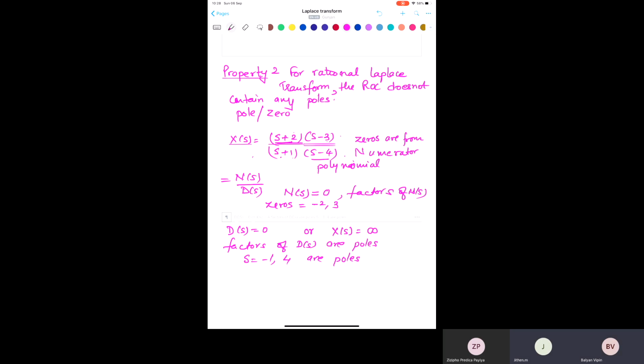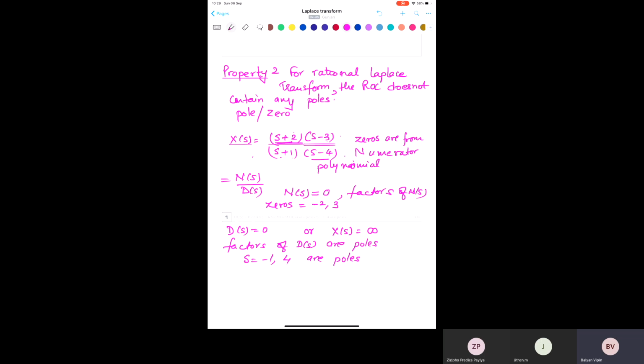Okay. So property 2 says that if the Laplace transform is a rational Laplace transform, then the ROC does not contain any pole. What will happen if the ROC contains a pole? The effect of a pole is that X of s becomes infinite. So for a function to converge, the ROC must not contain any poles. Why? Because X of s becomes infinite. So you need to remember this.